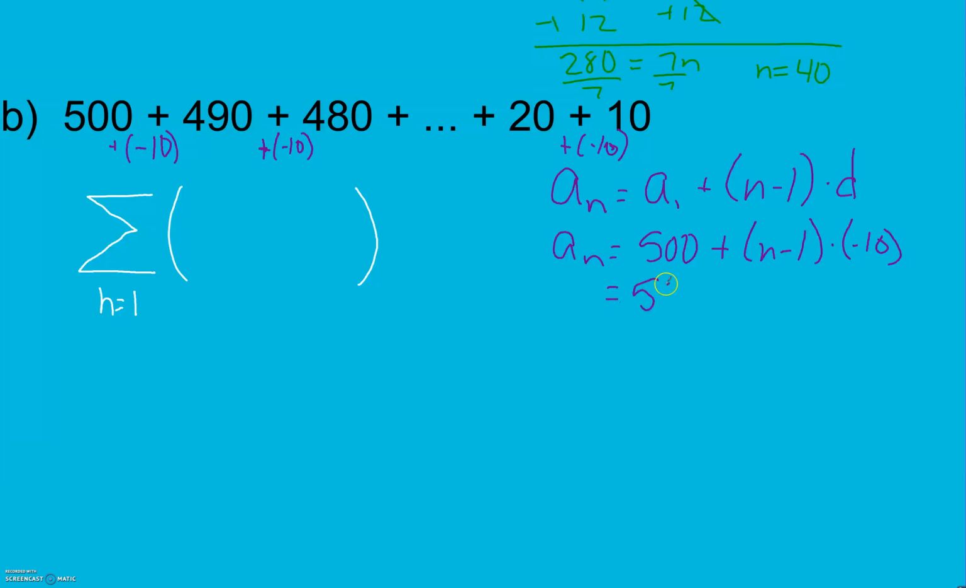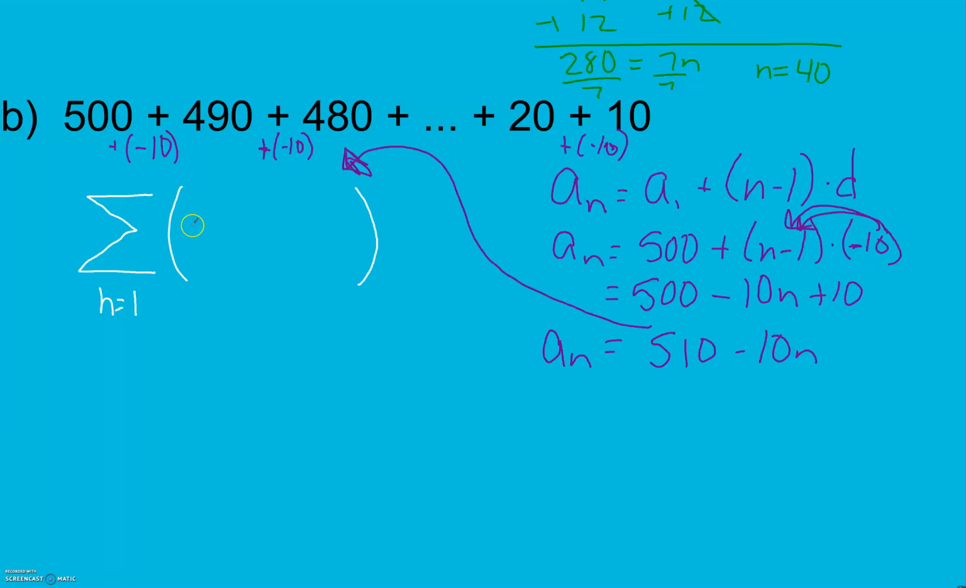Go ahead and simplify here. 500 minus 10n plus 10. When I distribute, I have a negative times a negative, which gives me a positive. Combine like terms here, and I get 510 minus 10n is the simplified form of my explicit formula. And that goes in my summation. So 510 minus 10n. Again, you could have put your n term first. Does not matter in the slightest.